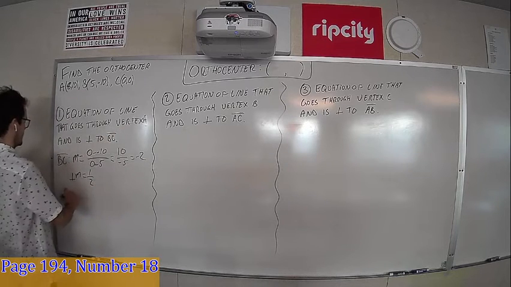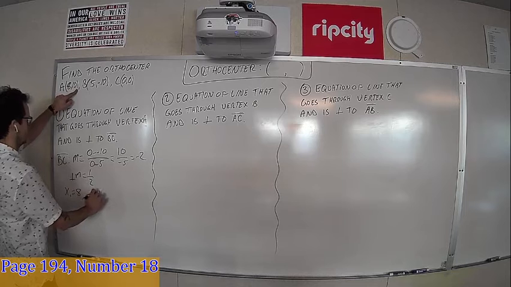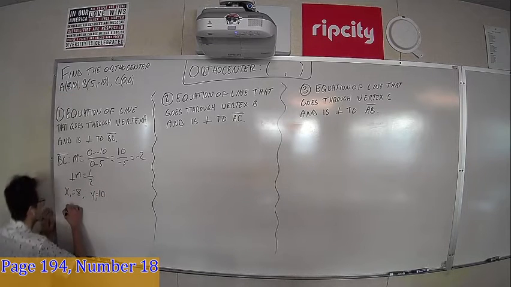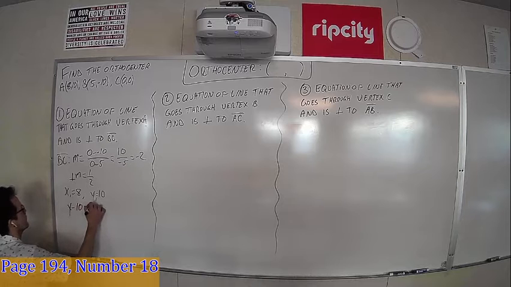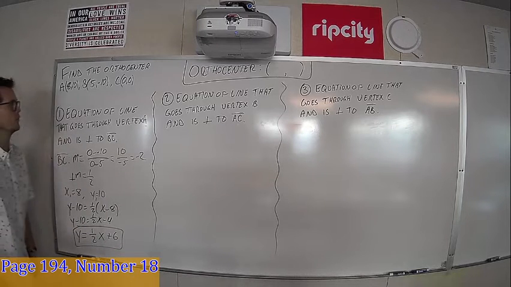Now we know this goes through vertex A, so our x sub 1 is 8. Our y sub 1 is 10. Let's plug in the pieces. Y minus 10 equals 1/2 times x minus 8. And again, I'm going to simplify here. Y minus 10 equals 1/2 x minus 1/2 times 8 is 4. I'm also going to add 10 to both sides. So let's wrap this up. Y equals 1/2 x. -4 plus 10 is 6. There's our first equation. Let's keep plowing forward.